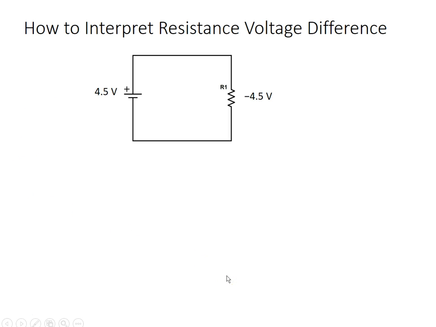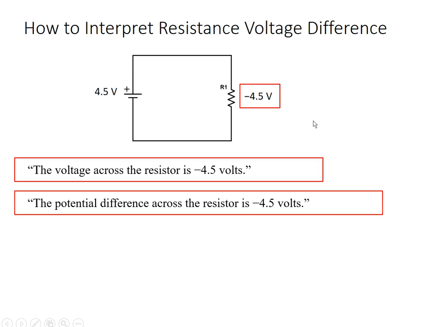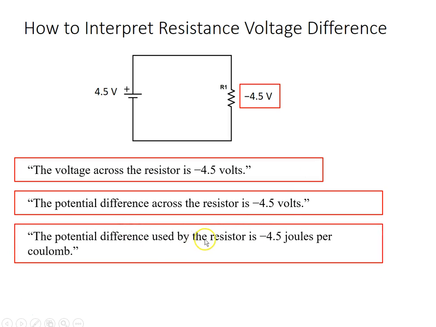Okay, let's finish this section up with just... Wait a second. Oh, I forgot. We have a slide here. Okay, well, what are the different ways we can describe this negative 4.5 volts? We could say the voltage across the resistor is negative 4.5. Or we could say it's a drop of 4.5 volts. Or we could say the potential difference across the resistor is negative 4.5 volts. The potential difference used by the resistor is 4.5 joules per coulomb.